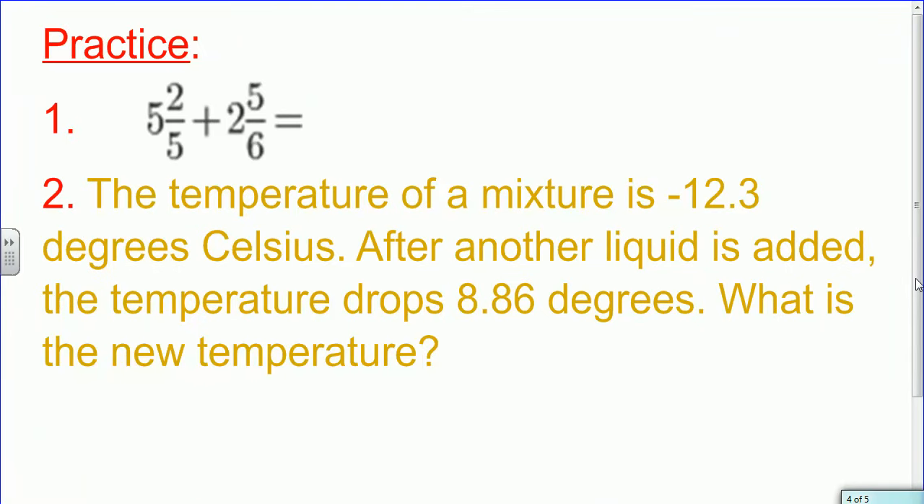Here are the questions I'm going to leave you with. 5 2/5 plus 2 5/6. Remember what you'll need there. And then number 2, the temperature of a mixture is negative 12 3/10 degrees Celsius. After another liquid is added, the temperature drops. The temperature of that mixture drops 8 86/100 degrees. What is the new temperature?